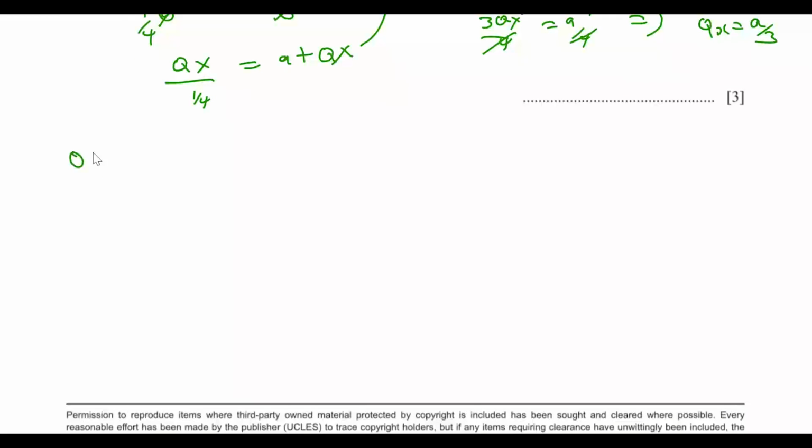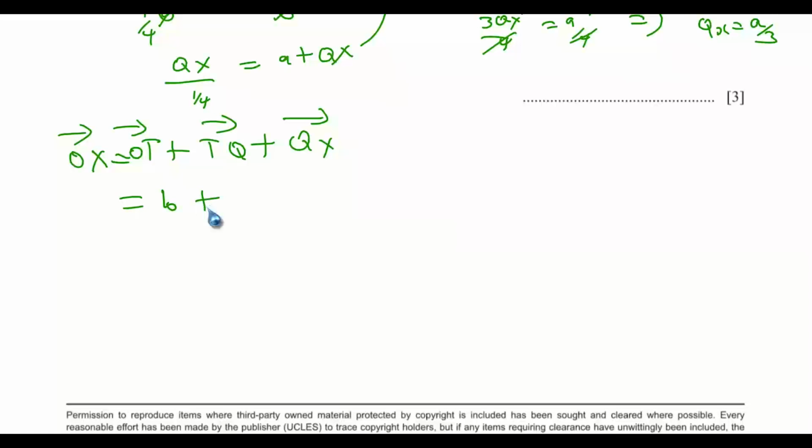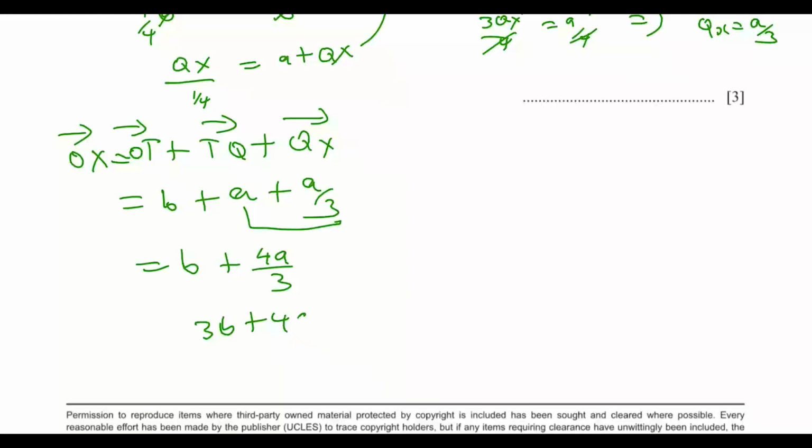So we can say that OX equals to OT plus TQ plus QX. So don't forget you can put the arrow here. Let's substitute the values. OT is equals to B plus TQ is equals to A, and we just found QX to be A over 3. So if you add these together, you get B plus 3A, 3A plus 1, 4A over 3. And you can simplify this further by doing the same thing. 3 times B, 3B plus 4A over 3. And you can rearrange, 4A plus 3B over 3.